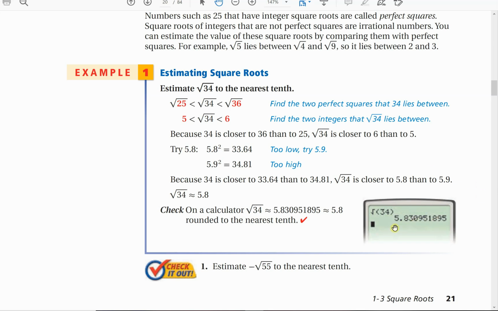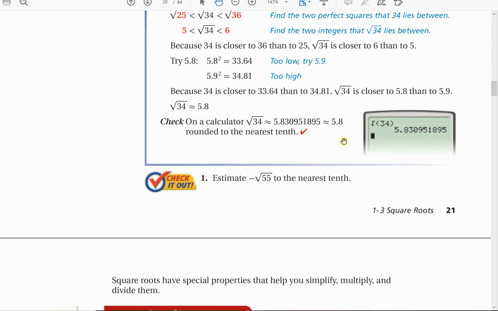...0195, and so on. And remember, that decimal is going to keep going forever because it's an irrational number. We talked about that in lesson 1. But 5.83 seems like a pretty good estimate.